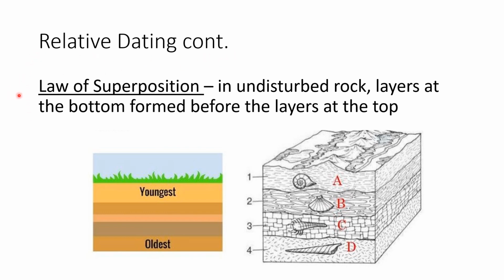The first is called the law of superposition, and this means that in undisturbed rocks, so nothing has happened to churn up these layers, the layers at the bottom formed before the layers at the top. So the oldest stuff is at the bottom, the youngest is at the top. This works, you can relatively date fossils. So for example, this pointy shell fossil is older than this snail type shell fossil here because it's found in a layer deeper than the snail fossil.